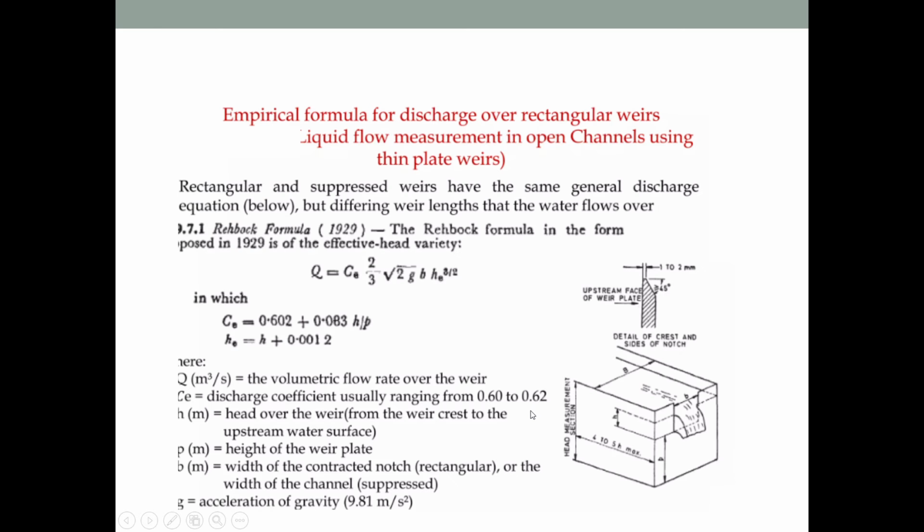Okay, so what is the empirical formula here? We can have Q equal to this formula. This is the formula to find the discharge over the weir. H will be the head over the weir, P will be the height of the weir plate, and with acceleration due to gravity and everything else measured, you will be finding out the discharge over the weirs.